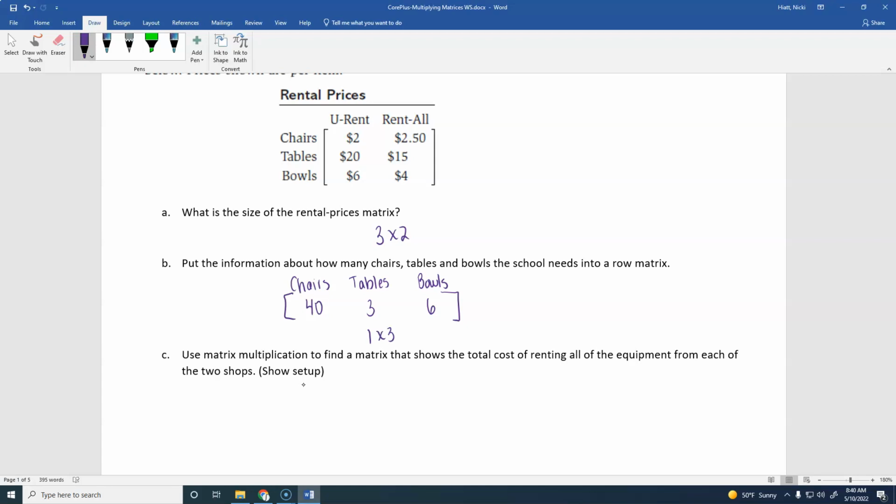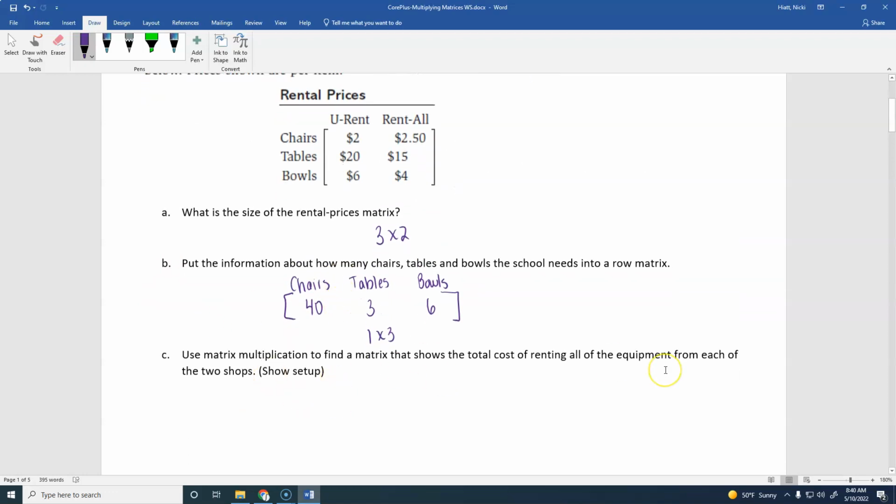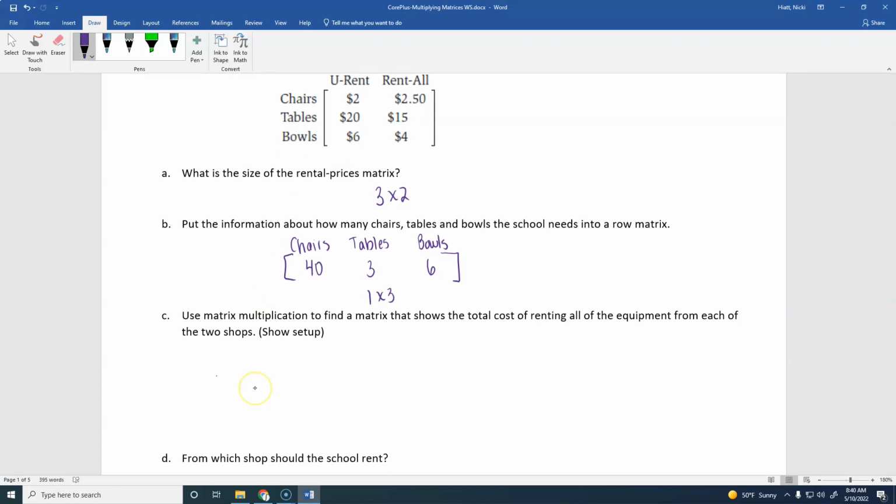And so it asks us to use matrix multiplication to find a matrix that shows the total cost of renting all of the equipment from each of the 2 shops. And here, I want you to show the setup, so show what you're multiplying together. We're going to do, just for a little more practice, this one by hand. Well, calculator assisted, but we're not going to type the matrices in. After this one, though, you can use the calculator to type in your matrices.